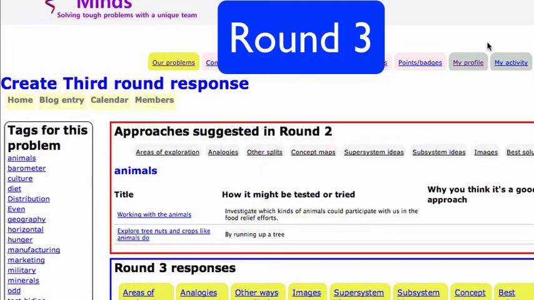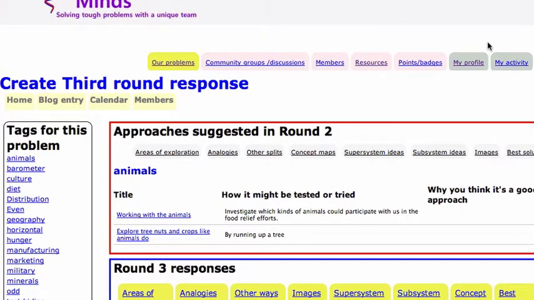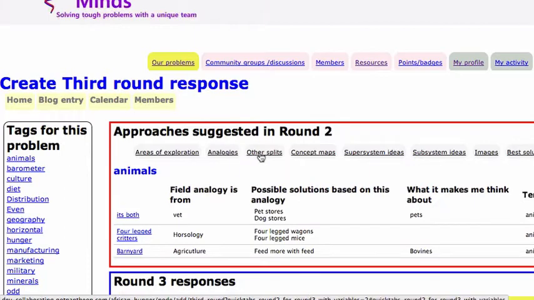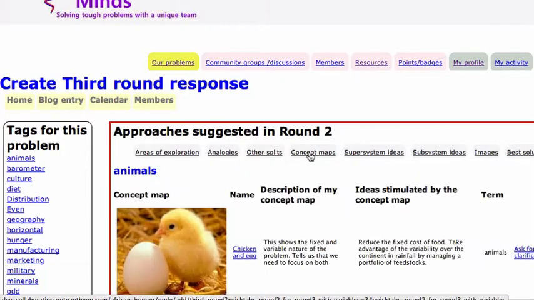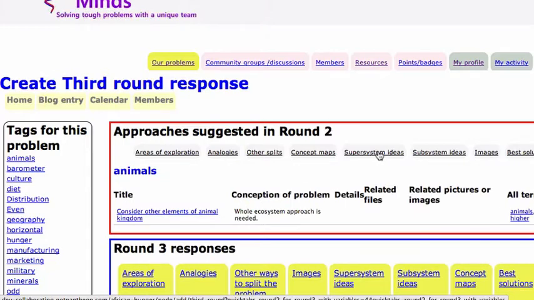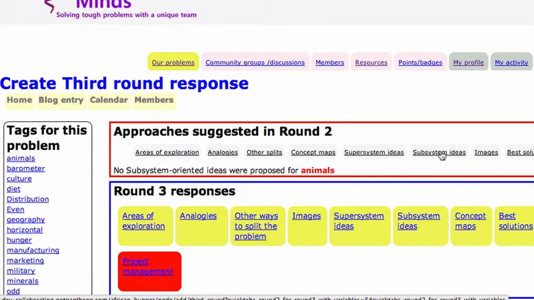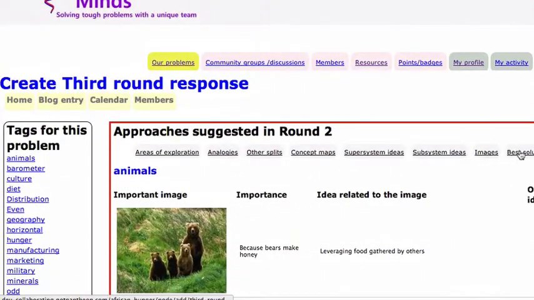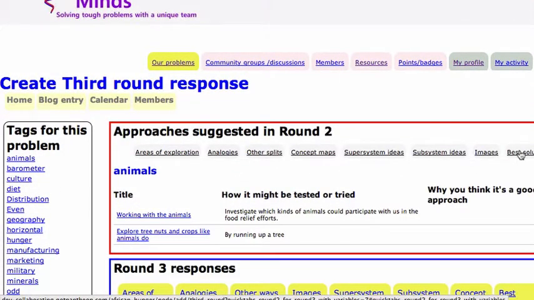In the third round, members will get to see the ideas submitted by their colleagues, organized by theme. You'll be asked to look at a few themes and to see the ideas and thoughts that were submitted linked to that theme. For example, linked to animals, there were a few areas of exploration, some analogies, no other splits, some concept maps, a supersystem idea, no subsystem ideas, a few images, and 2 ideas that people thought were their best solutions that they had come up with.